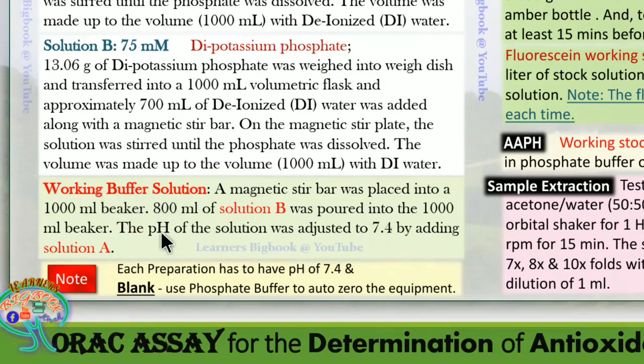Further, this buffer solution should have a pH of 7.4, and so should the other solutions which we are preparing. Now here, for the blank we are going to use the phosphate buffer, the working buffer solution which we have already prepared, to set the spectrophotometer to 0 reading. So that is the blank.